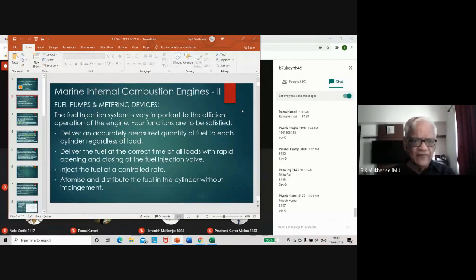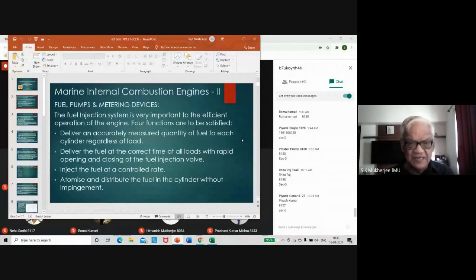The next point, what we have is the atomization and distribution of the fuel in the cylinder without impingement. So this is another demand made of the fuel injection system. You need to atomize and penetrate the fuel into the combustion chamber correctly without causing impingement. That means the fuel must not strike any of the combustion chamber walls, which is a big demand. It is not a small demand. So the requirement for this is significant.